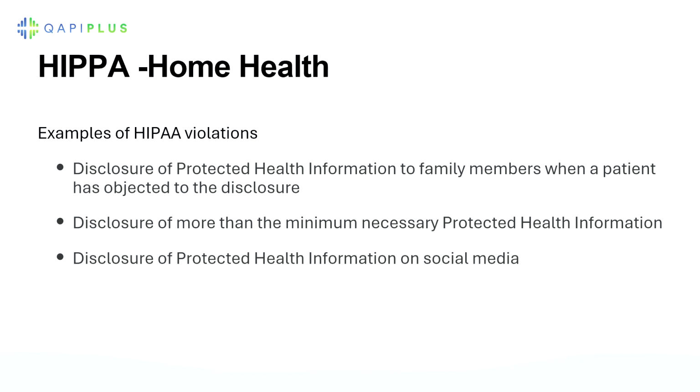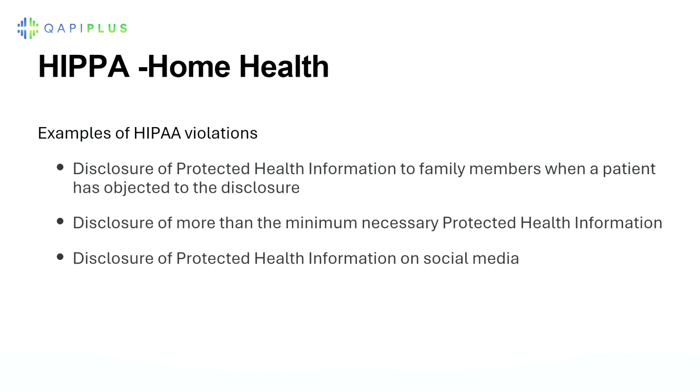So a couple of violations to start to be thinking about in home health. One area that we talked about earlier is the oversharing with family members, particularly if a patient has objected to a disclosure, right? So if a family member who a patient hasn't given permission to hear information, that's one way that we can violate HIPAA.